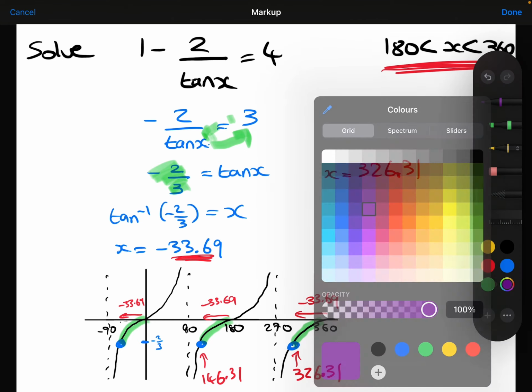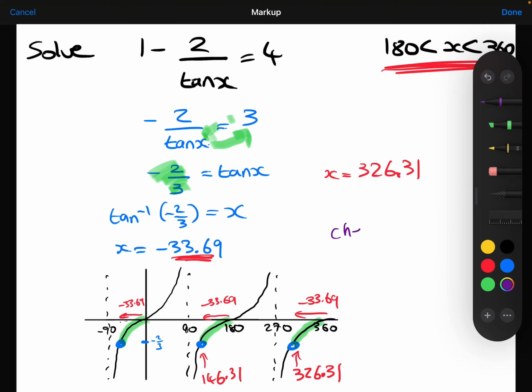Let's just do a quick check to make sure that that is all correct. If I type in tan 326.31, you should get something very close to minus 2/3. Won't be exactly, because obviously we rounded this, but that is always a good way to check to make sure you've got the right answer.